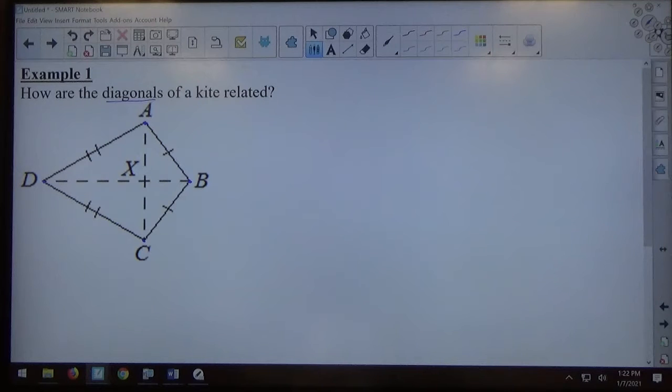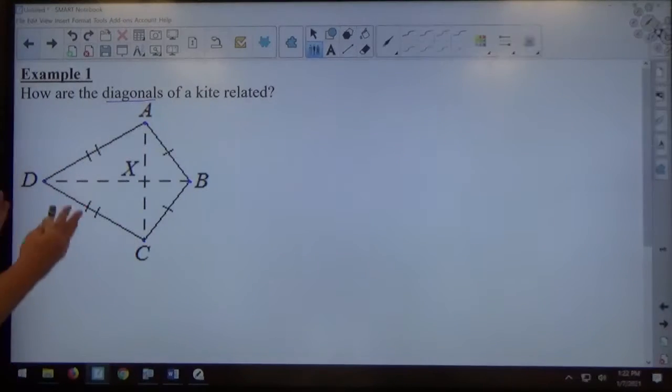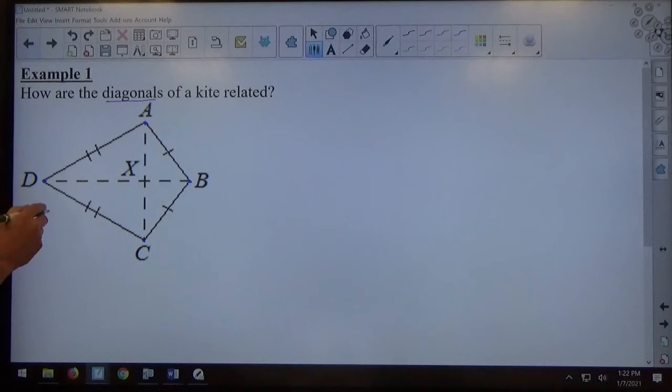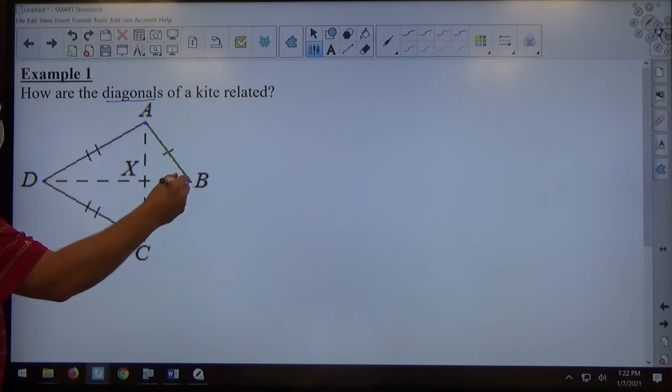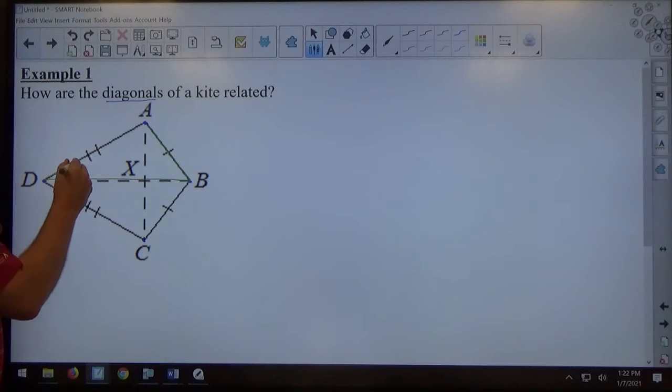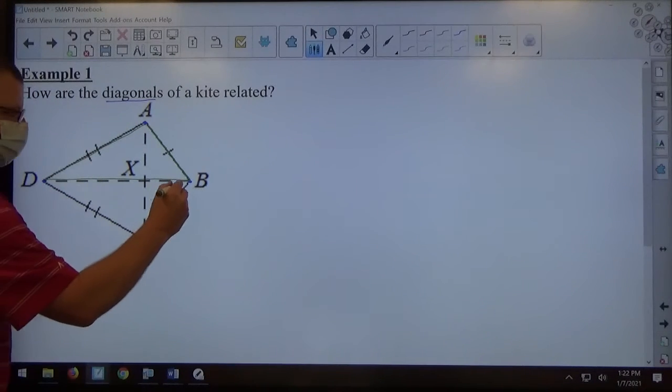So, with the properties given, and I'm trying to figure out what's true about these two diagonals, the first thing I'm going to do is look at this as far as triangle pieces. We've done a lot of stuff with triangles this year. So, imagine we look at triangle ABD, versus triangle BCD.